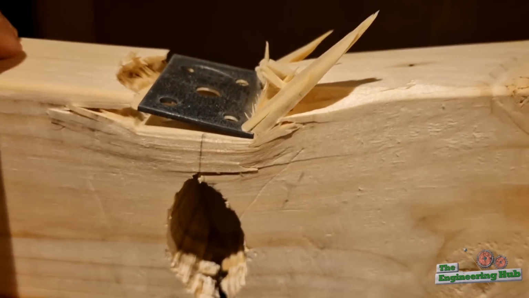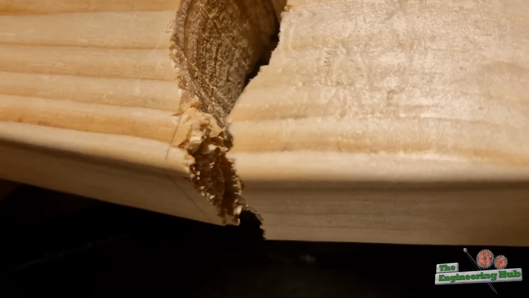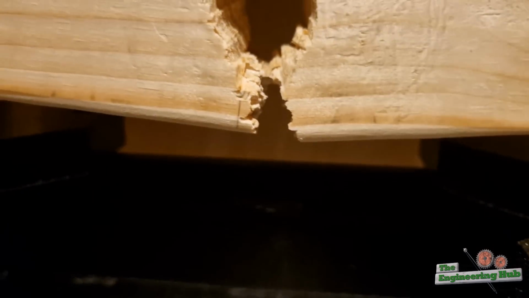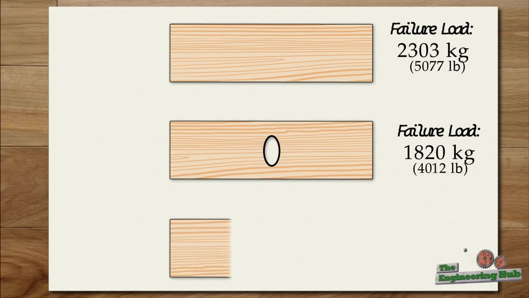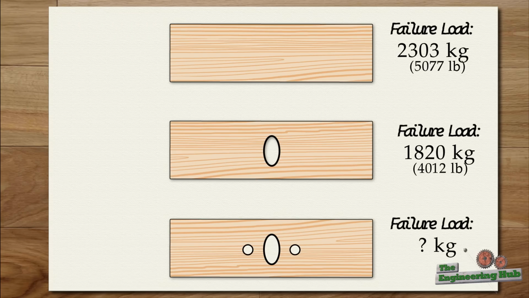Hopefully, to no one's surprise, the weakened 2x4 failed at a lower load of 1820 kilos, in what appears to be a tensile rupture of the wood grains, most likely due to the high stress concentration at the tip of the hole. But what do you think would happen if I were to make the hole wider or drill additional holes, taking out even more material? At first glance, you may think I'm further weakening the beam, but this time you would be surprised.